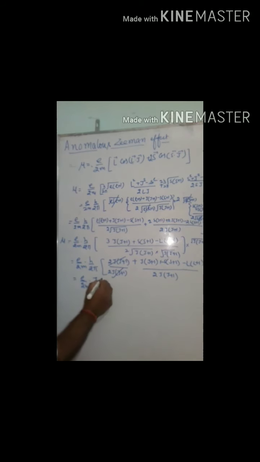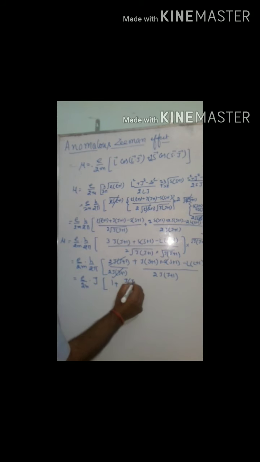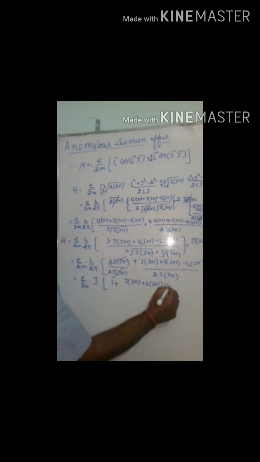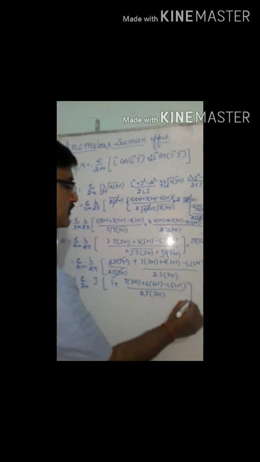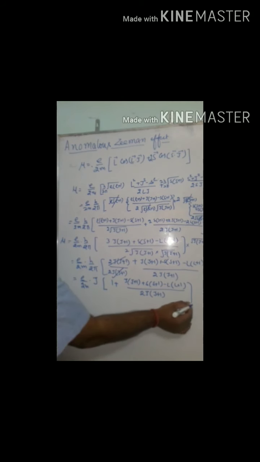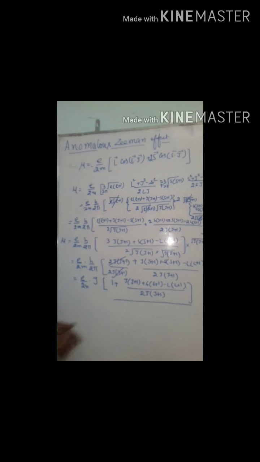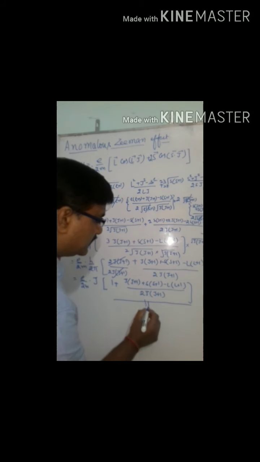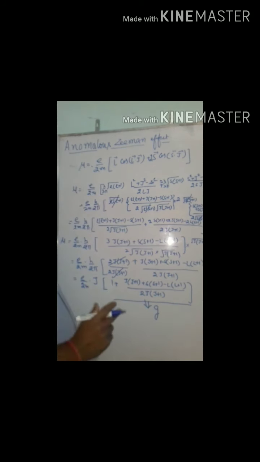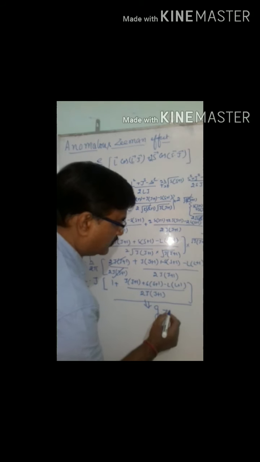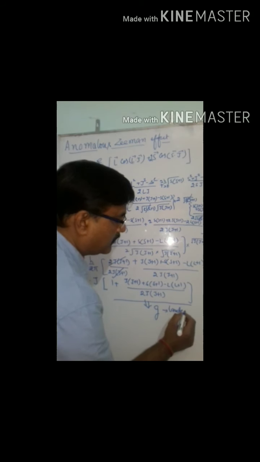J, here it is 1 plus j into j plus 1 plus S into S plus 1 minus L into L plus 1 upon 2j into j plus 1, right? This factor is called G. This is represented as G, where G is called the Landé G factor. It is called the Landé G factor.